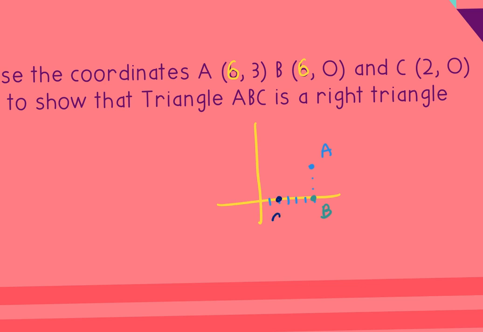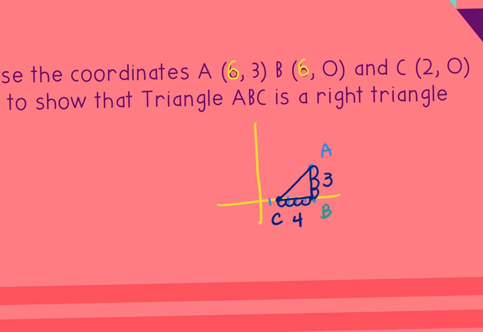C2, and they are horizontal or vertical, like the C is to the B and the A is to the B, then I can simply just count. So if I need to find the side lengths, from C to B, 1, 2, 3, 4, that side length is 4. From B to A, 1, 2, 3, that side length is 3.